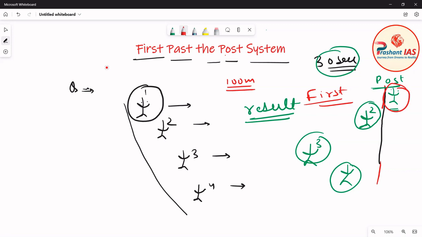Okay, so this is a rope. He is the first contestant to cross the post. Even though contestant number 2 was just a little behind contestant number 1, all his efforts are now in vain. So what happens?